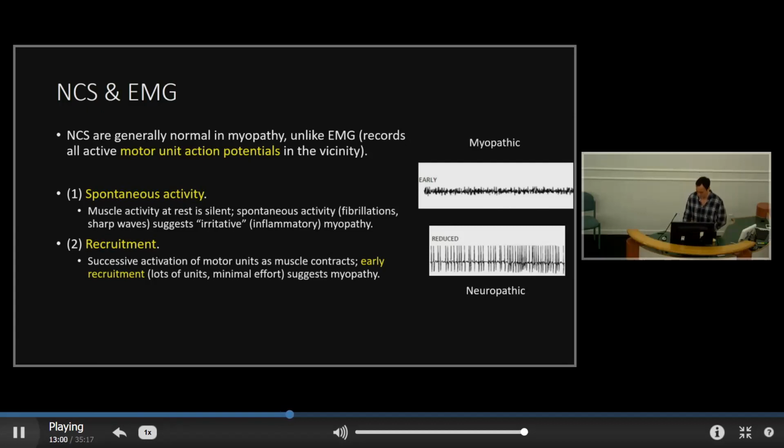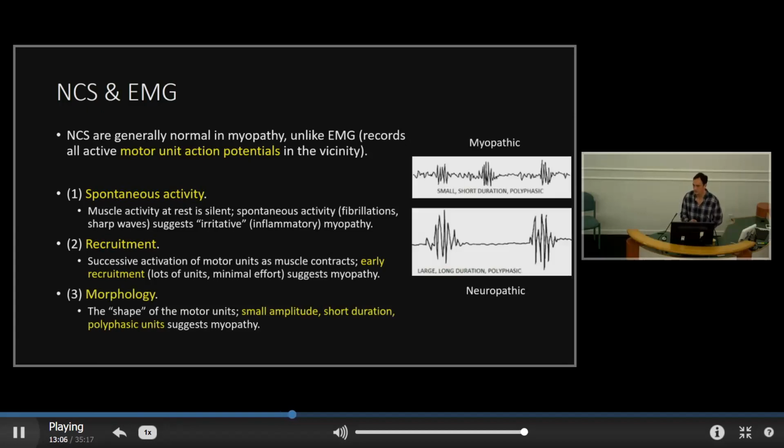Again, I'm trying to teach you sort of a year of training here in one slide, and don't worry about the details here too much. I'm just trying to give you extra detail for those who want it. The third thing is morphology. So looking at the shape of the motor units. In myopathy, we look for small amplitude, short duration, polyphasic units. That is suggestive of myopathy, like that top picture there. And the bottom picture would be more suggestive of a neuropathic pattern.